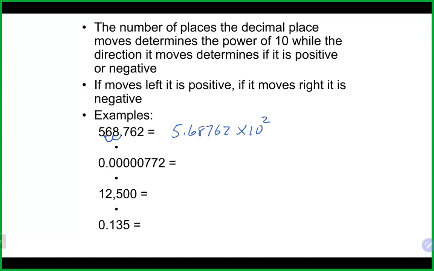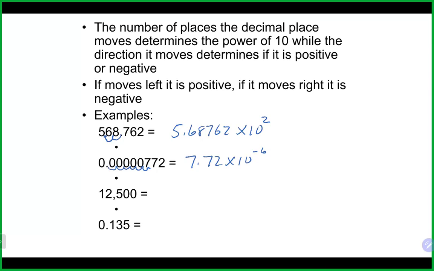Here, we would need to go 1, 2, 3, 4, 5, and 6 places if I counted right. That will give us 7.72 times 10 to the minus 6 as we went to the right there, and it's a small number. We need the negative for the exponent.